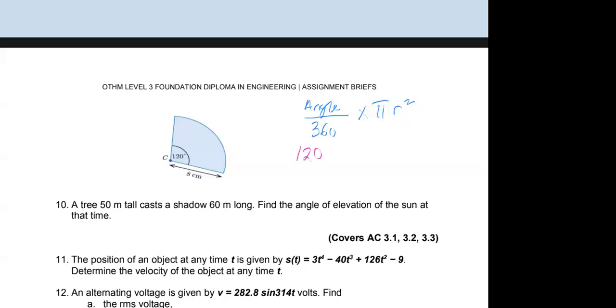What 120 divided by 360 times pi is 3.142 times what? Radius squared is what? 8 squared. 3.142, yes, that's the value of pi. If you press your calculator and put pi there, it's like 3.142 if you round it. Okay.